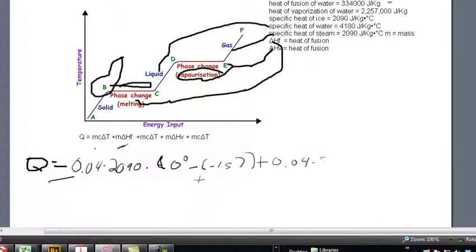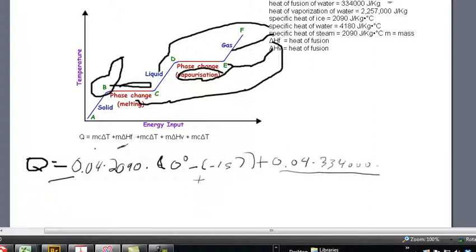So that should be 334,000 times the mass. That should give us exactly how many joules we need. Now we add water. Now we've got to continue.